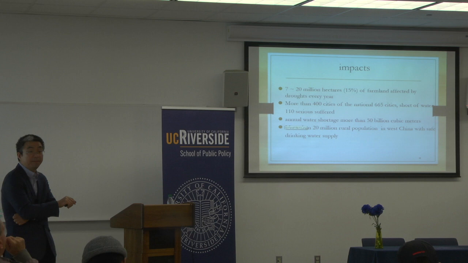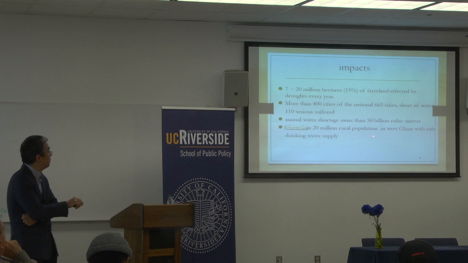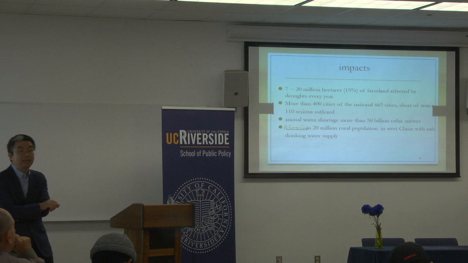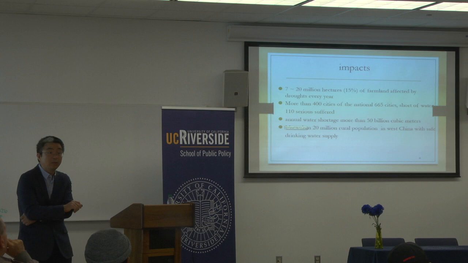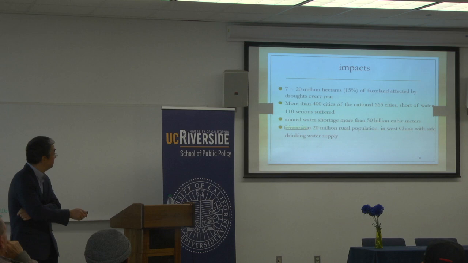And then about 20 million rural population in West China are without safe drinking water supply in two terms: one is water quantity issues, one is water quality issues, not meeting the drinking water supply standards. This is the impact of the water shortage.